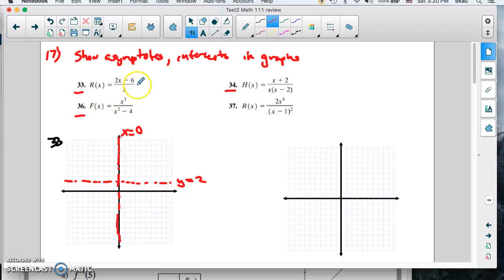Alright, so then what we want to do is figure out the x-intercepts if there are any. So what we would do there is we take this function and set the 2x minus 6 equal to 0, the numerator, and x would equal 3 there. So that means it would cross at 3. So our graph would have an intersection point at 3.